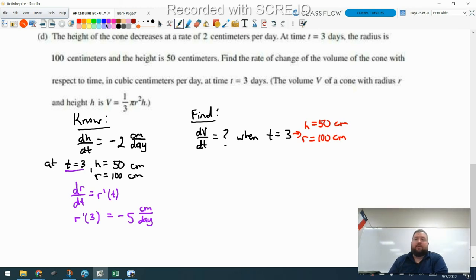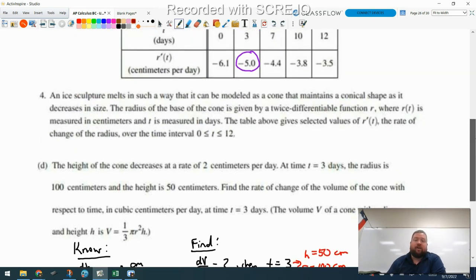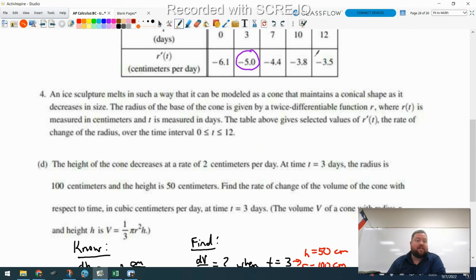So I'm not going to eliminate a variable. Most of the people who worked the problem and still got it wrong did the proportion thing. They drew a cone, set up r over h equals 100 over 50, and eliminated the h, and that is not correct. The reason is that the rate of change of r is not a constant rate of change. You can see it in the table: r prime is different depending on what time it is. So you can't do the problem that way.